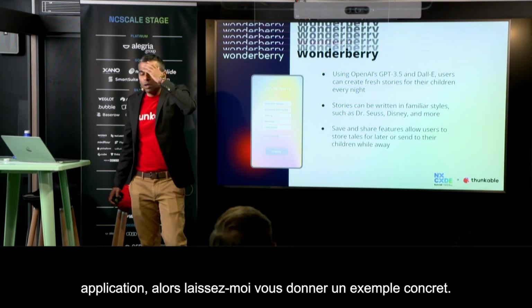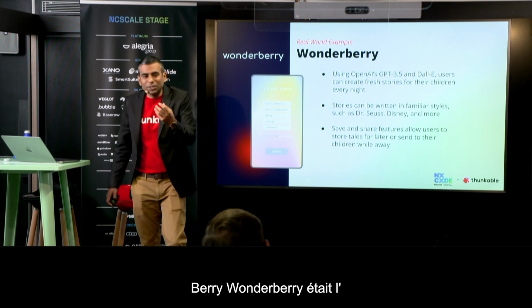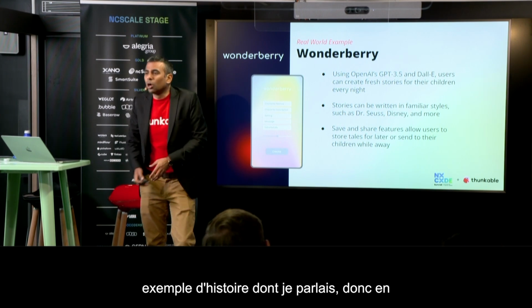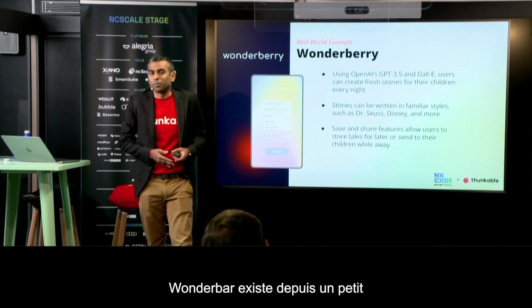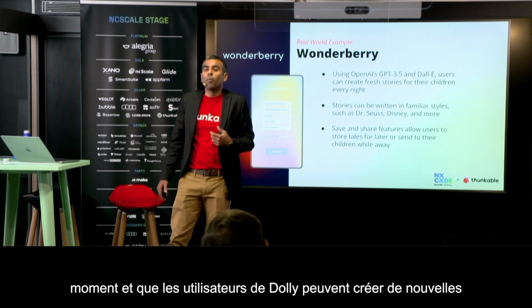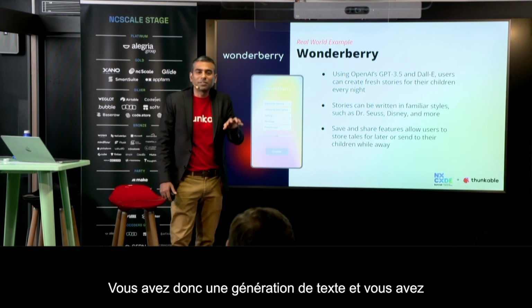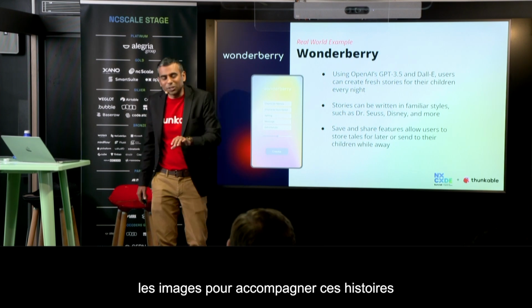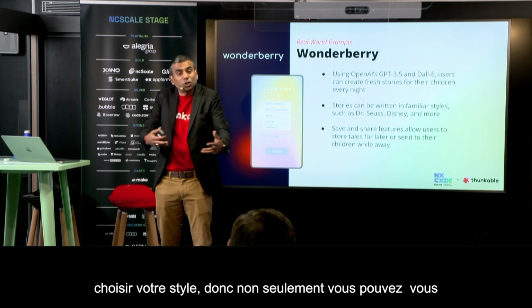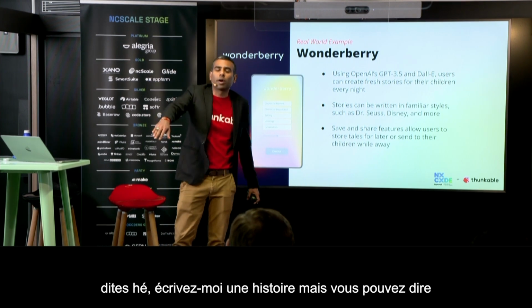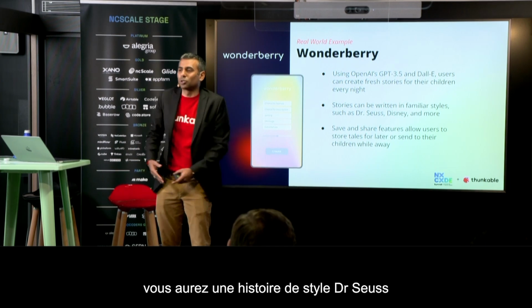So let me give you a real-world example. Wonderberry. Wonderberry was the story example I was talking about. Using OpenAI's GPT 3.5, and DALL-E, users can create fresh stories for their children every night. So you have text generation, and you have the images to go along with it. With Wonderberry, you can actually choose your style. So not only can you say, hey, write me a story, but you can say, write in the style of Dr. Seuss, and now you'll have a Dr. Seuss style story being generated.